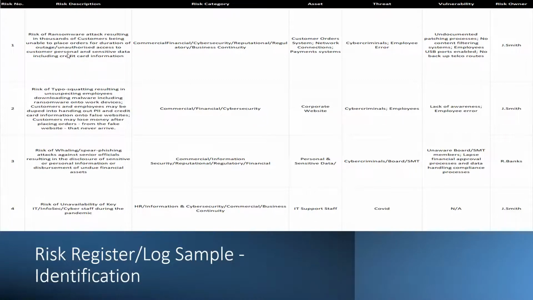If this e-commerce company is attacked successfully and customer personal and sensitive data is stolen, that would result in reputational risk and regulatory risk. They could experience regulatory fines and legal challenge from the customers. Business continuity risk. In the event that a ransomware attack is successful, the system or systems could be down for a long time.